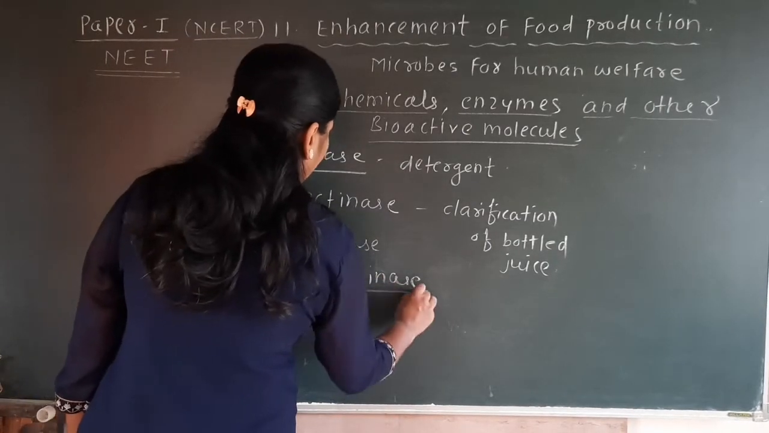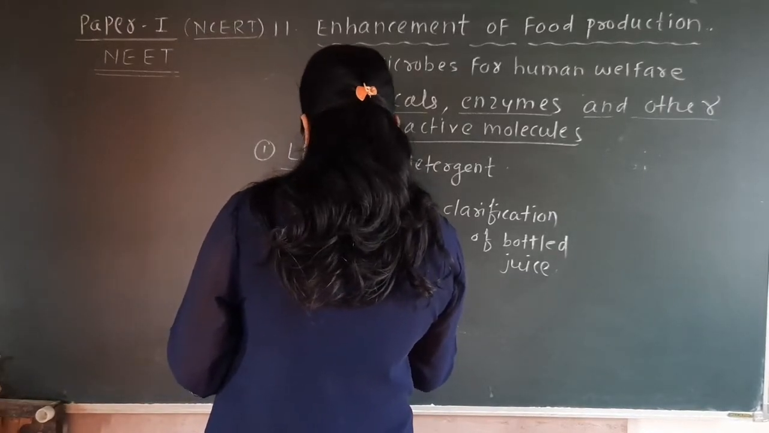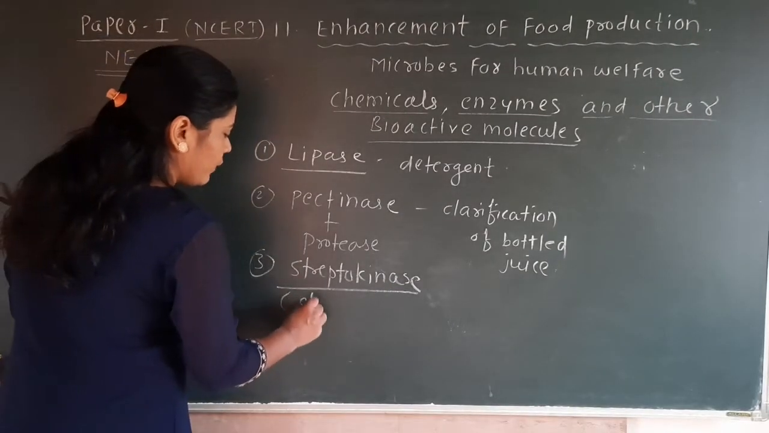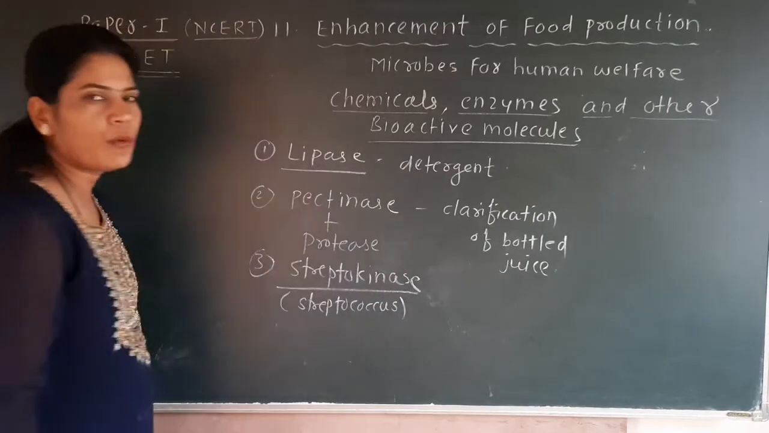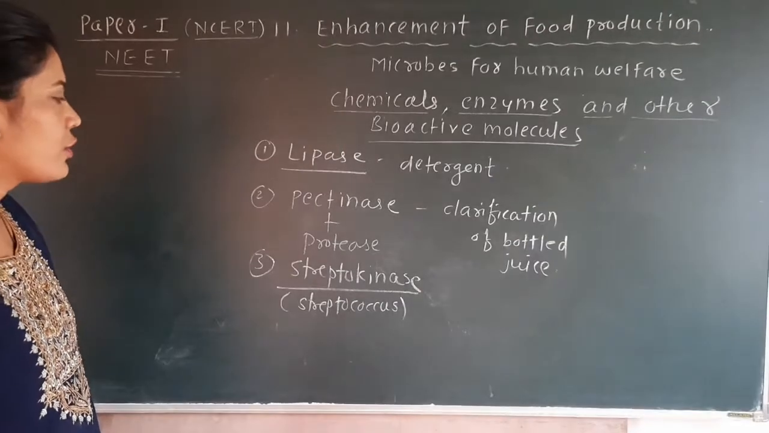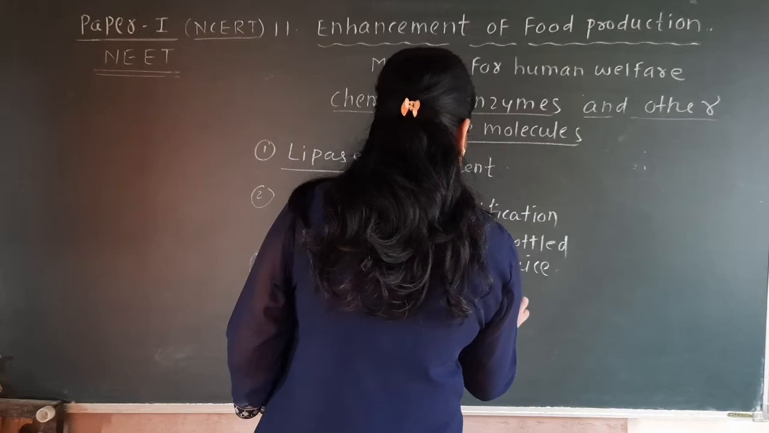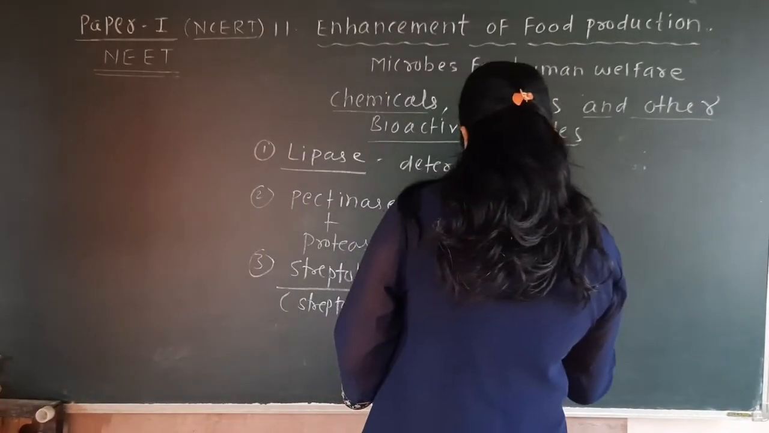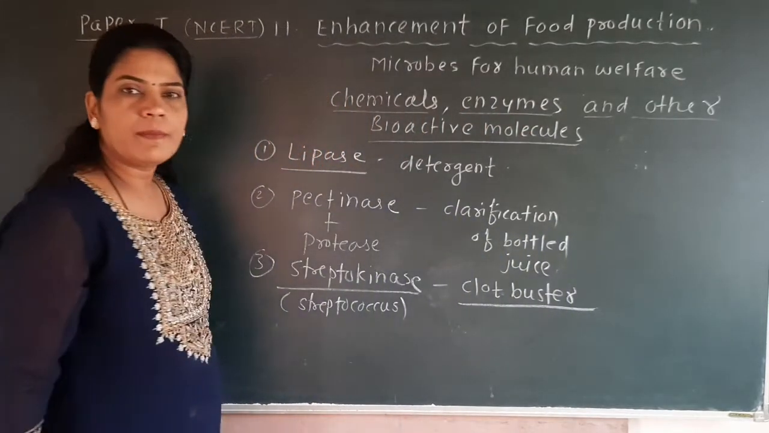But here we have to remember that this enzyme is produced by bacteria. So in bracket we write the name of that bacteria, that is called Streptococcus. So streptokinase, which is an enzyme produced by the bacteria Streptococcus, is used as a clot buster. Then what is meant by clot buster?